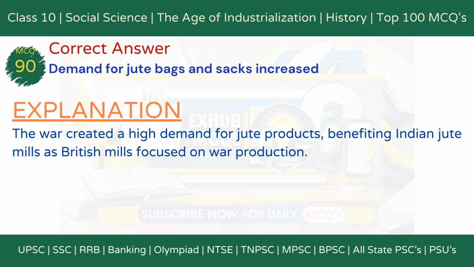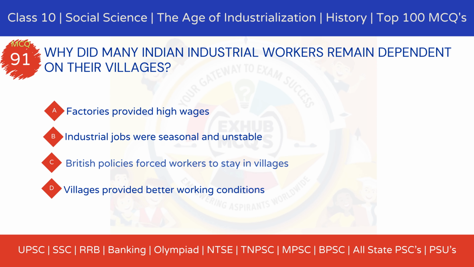91. Why did many Indian industrial workers remain dependent on their villages? Option A. Factories provided high wages. Option B. Industrial jobs were seasonal and unstable. Option C. British policies forced workers to stay in villages. Option D. Villages provided better working conditions.